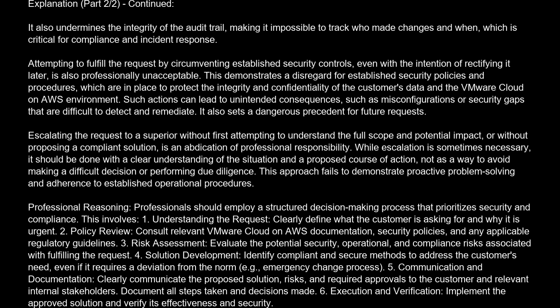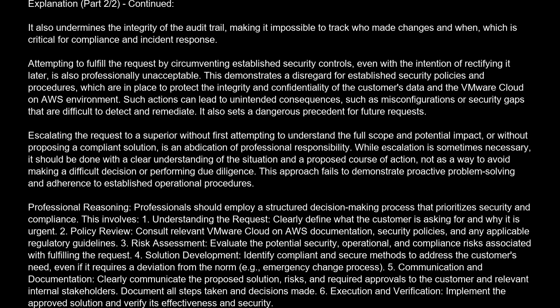Escalating the request to a superior without first attempting to understand the full scope and potential impact, or without proposing a compliant solution, is an abdication of professional responsibility. While escalation is sometimes necessary, it should be done with a clear understanding of the situation and a proposed course of action, not as a way to avoid making a difficult decision or performing due diligence. This approach fails to demonstrate proactive problem-solving and adherence to established operational procedures.